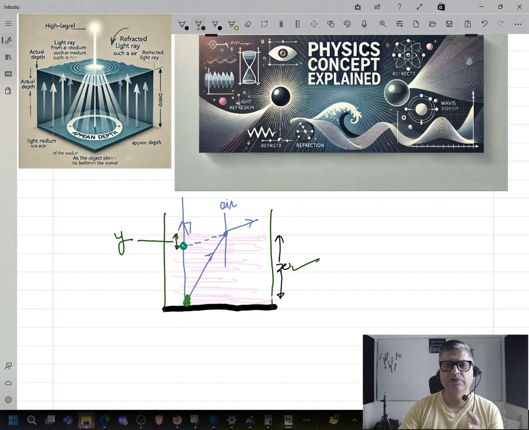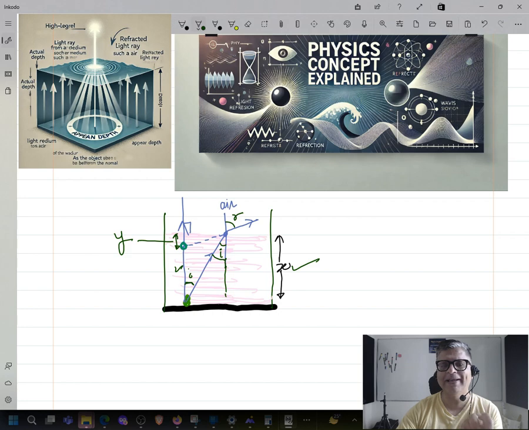Now how do we solve these questions? You need to know a bit of geometry. Let's say you strike this surface at an angle of i. This is a normal, and this too is a normal, so these two angles are equal. These two are the angles of incidence. What is this angle? This is your refracted angle.